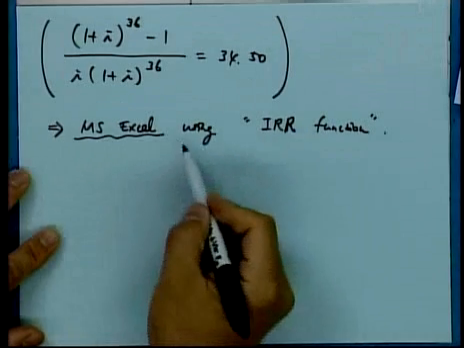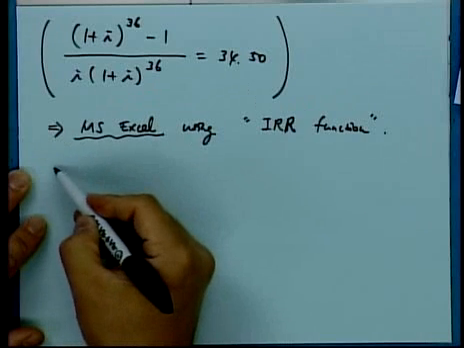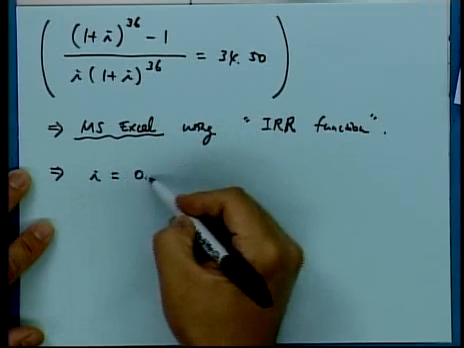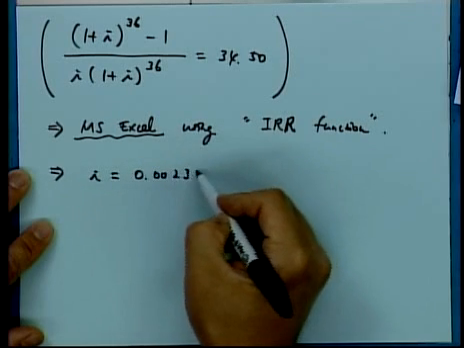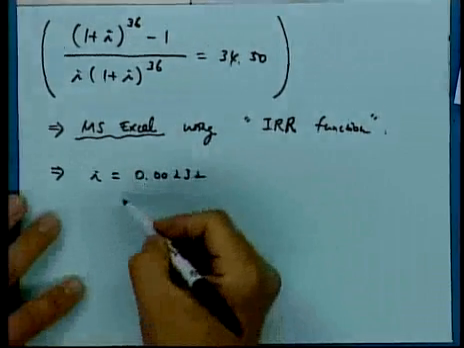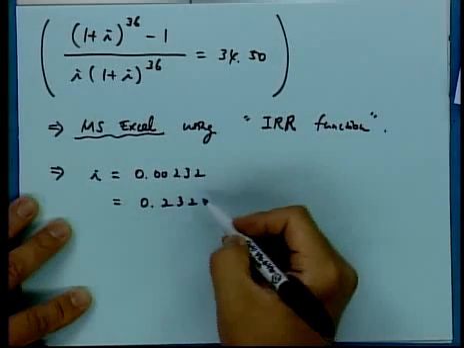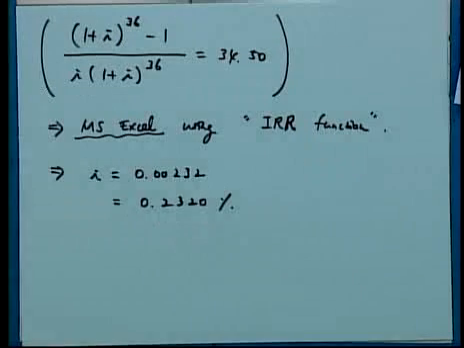So if you use Excel, then the I would be 0.00232, or 0.232%. Okay?